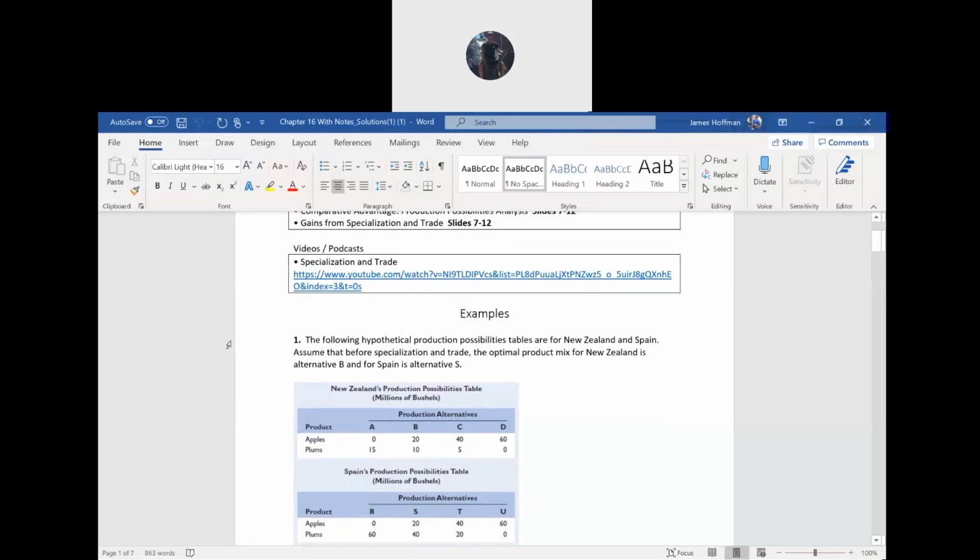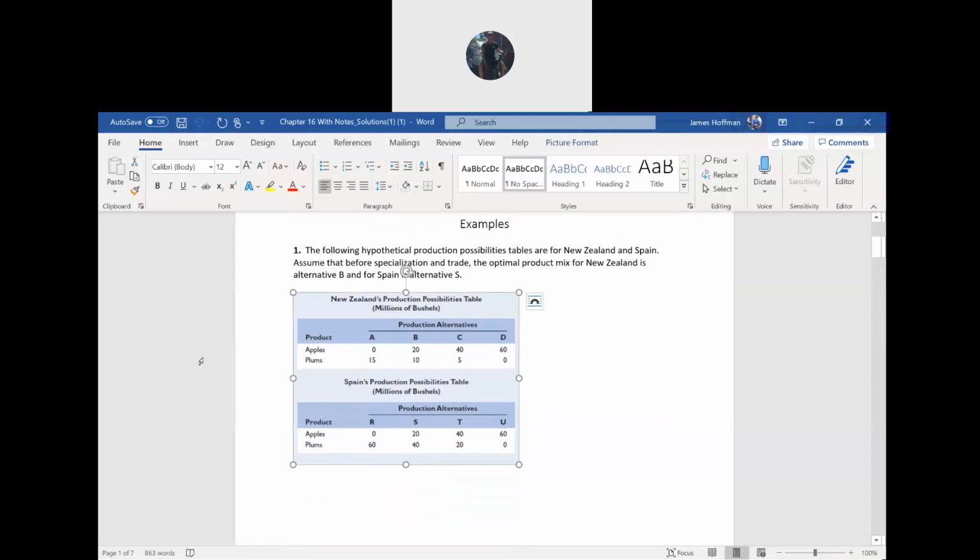Okay, so example number one: the following hypothetical production possibilities tables are for New Zealand and Spain. All right, let's assume that before specialization in trade, the optimal product mix for New Zealand is alternative B, and for Spain is alternative S. So it's telling you their production possibility options, and it's also telling you where they're currently producing. Okay, so we need the initial spot to show how they're going to be better off after the trade.